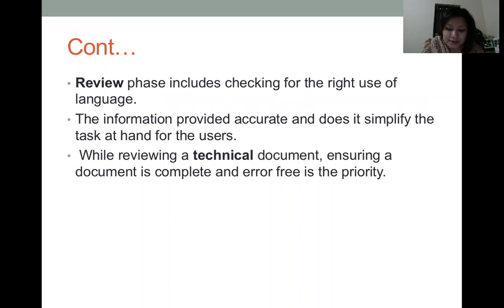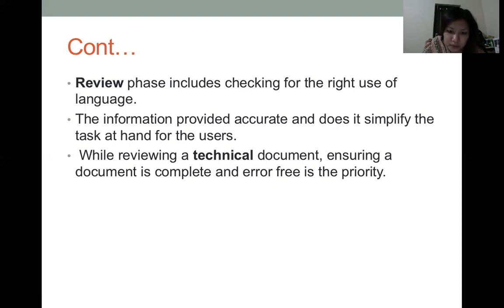So first thing, the review phase, which includes checking for the right use of language, and the information that is being provided should be accurate and simplify the task at hand of the users. So a user-friendly document as well as information has to be provided in the document. So in the first phase of the review itself, check for the right kind of language that is easy for the users to understand.